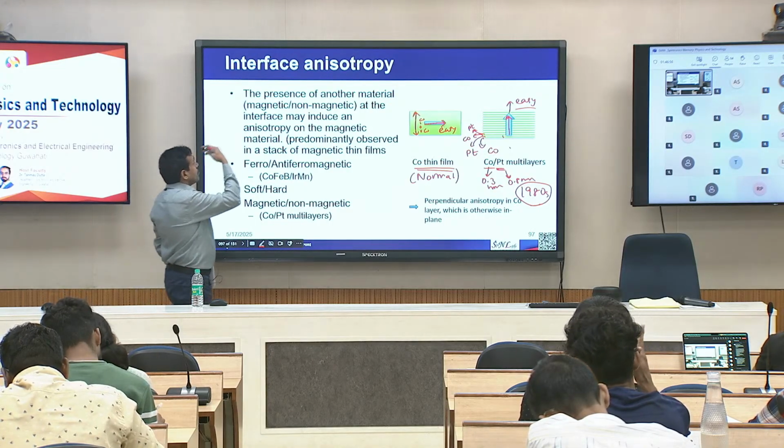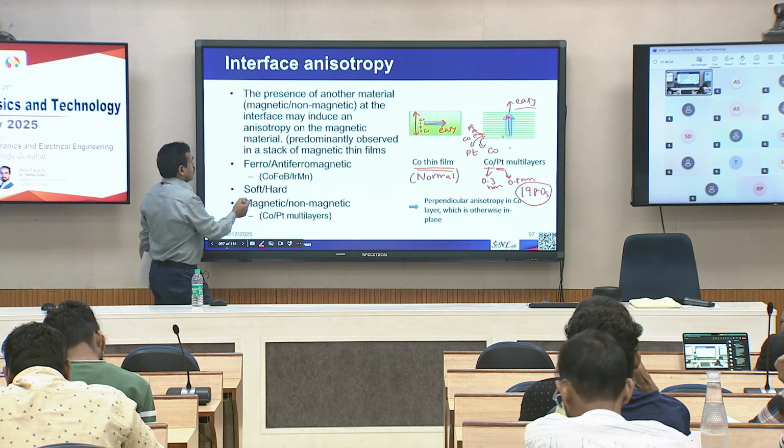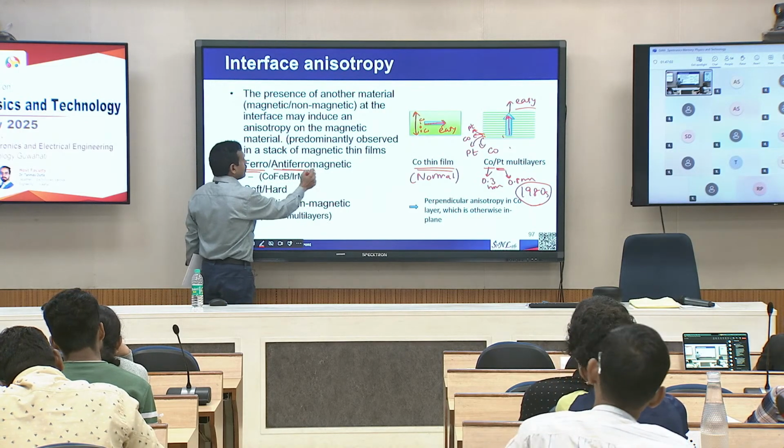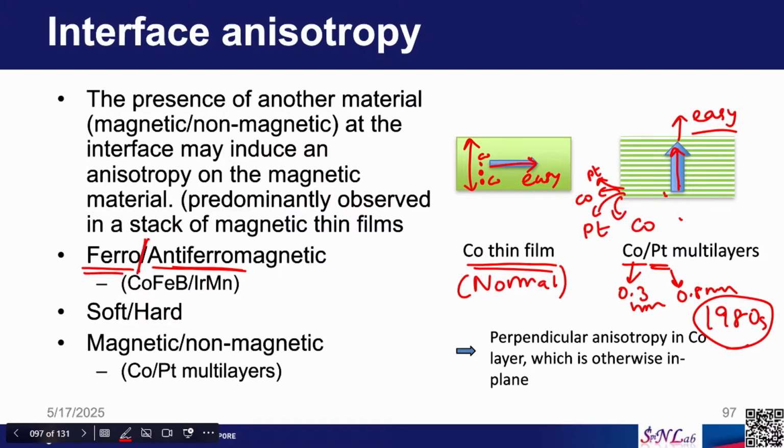Okay, so this is one example of interface anisotropy. You can interface a ferromagnetic material with an antiferromagnetic material. So this is another type of interface, and then you can get another type of anisotropy. You can interface soft magnetic material with hard magnetic material, or, like I described just now, here we are interfacing magnetic material with a non-magnetic material, and we get perpendicular anisotropy. Okay. So these are some examples of interface anisotropy.